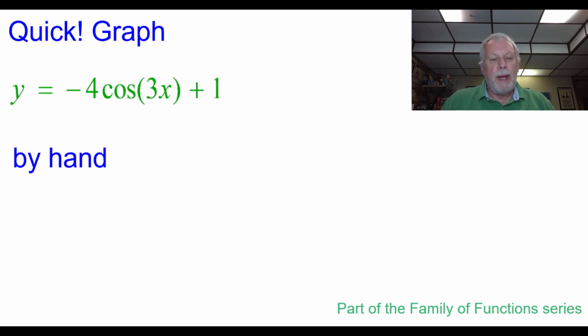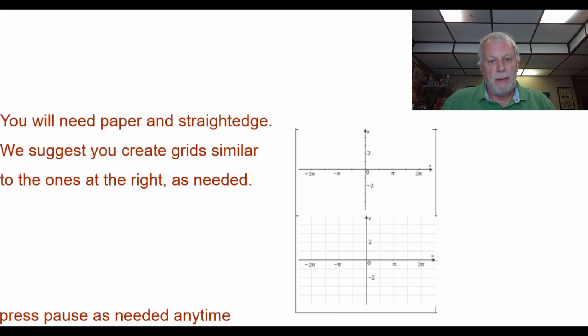Quick graph y equals -4 times the cosine of the quantity 3x plus 1 by hand. This is part of the family of functions series. You will need paper and straight edge. We suggest you create grids similar to the ones at the right as needed, and press pause as needed any time during the video.